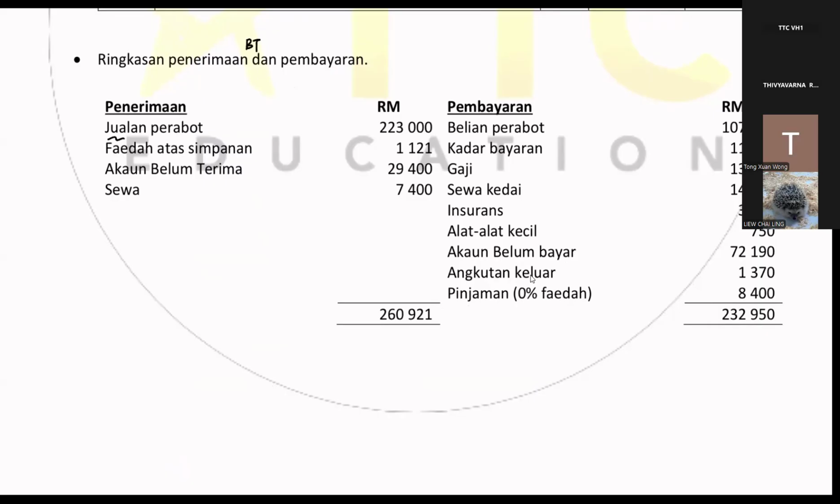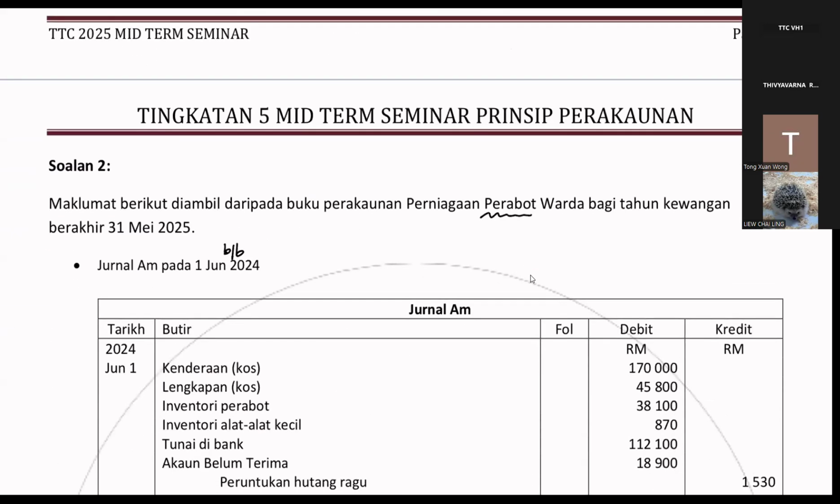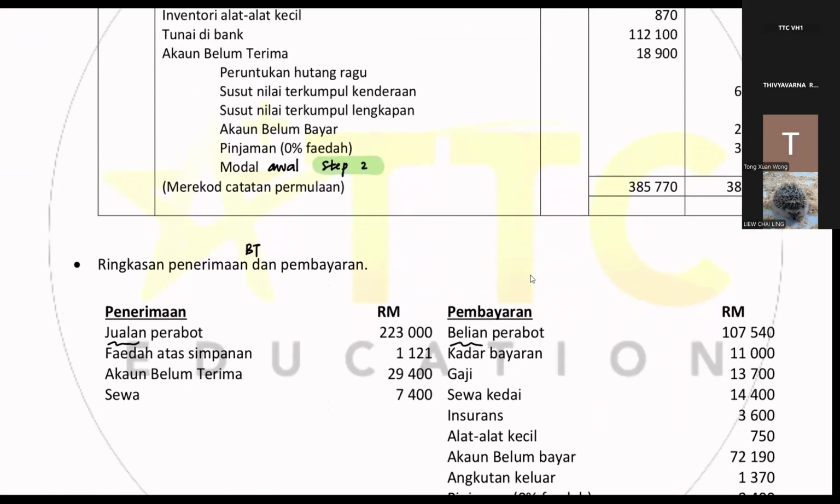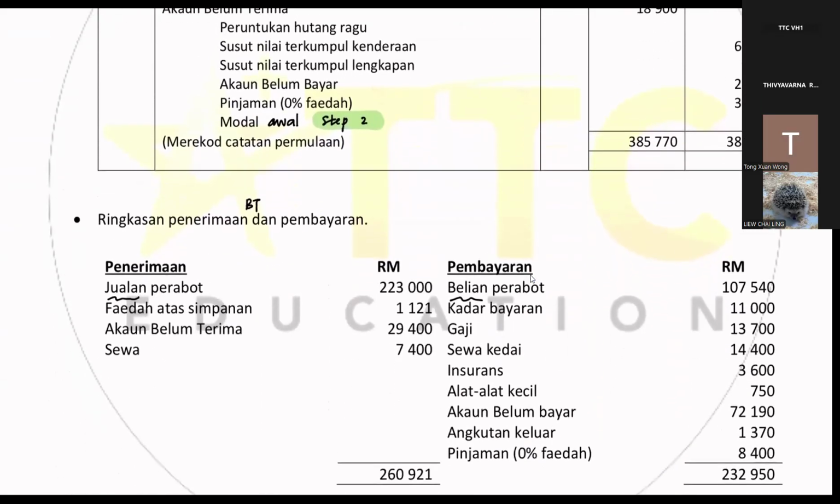And we see jualan, right? We see berlian, right? But we see perabot. And don't forget, this question, we're selling perabot. So it is the real jualan and also berlian for us, secara tunai.